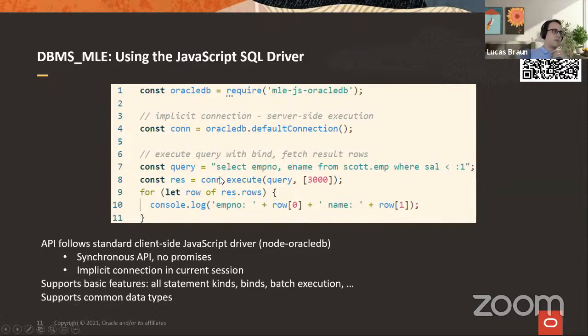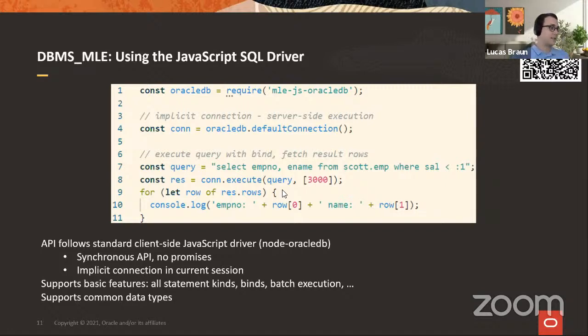Then you can define your query and you can then execute it. You can give your binds. So here we bind this 3000 to this first bind parameter here. And then you can use the usual interface to process your result. I have prepared a very quick demo for this.